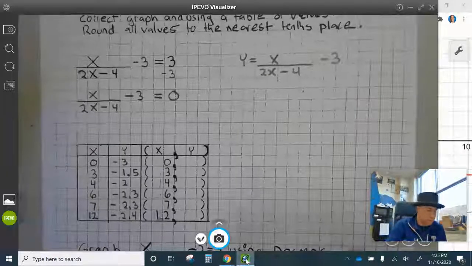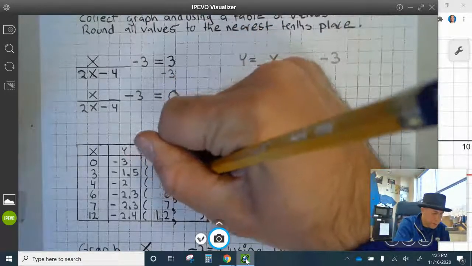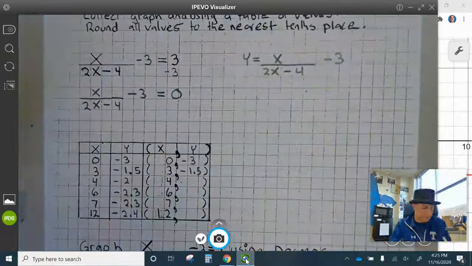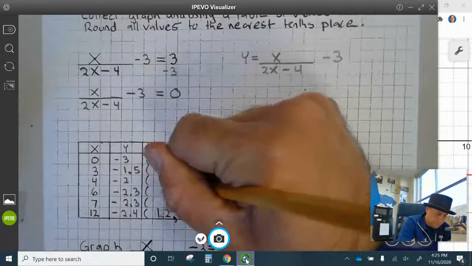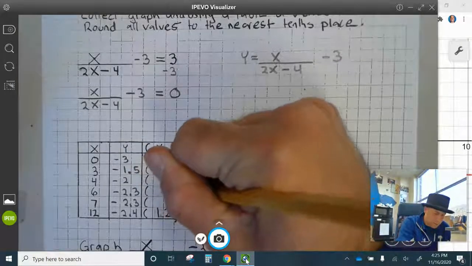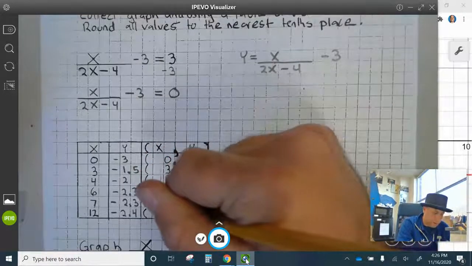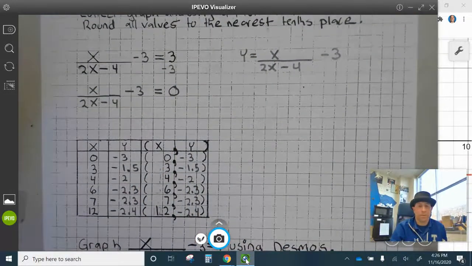Okay. So the points would be 0, negative 3, 3, negative 1.5, 4 comma, negative 2, 6, negative 2.3, 7, negative 2.3, and then 12 comma negative 2.4. Okay. All right, go ahead and complete the table.